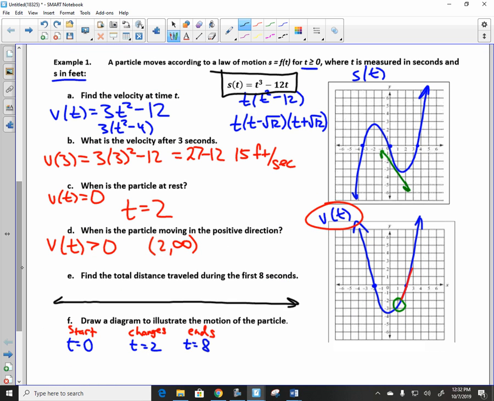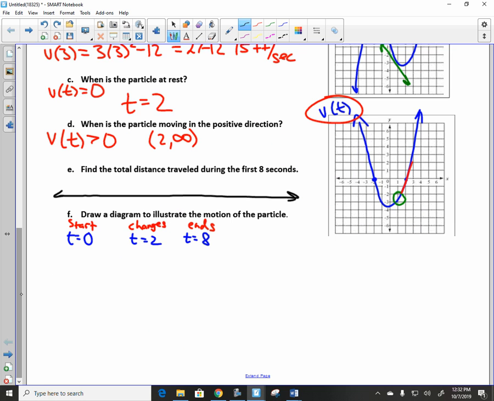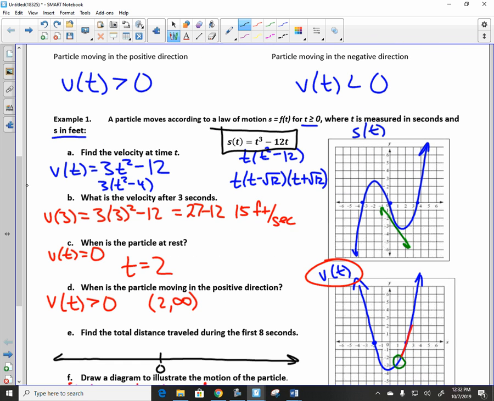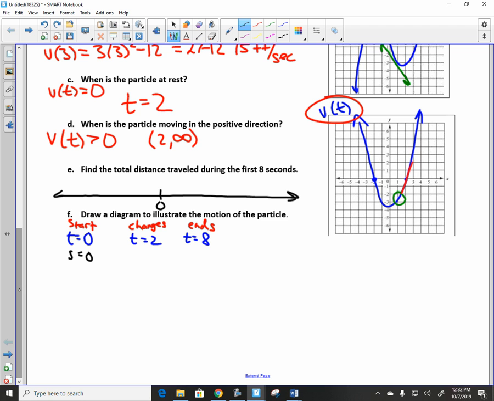So if I were to plug in 0, what would you get? It turns out that it has a position of 0 right at the beginning. How would I figure out where it is at time 2? Plug in 2 to the position function. 2 cubed minus 24. So 8 minus 24, negative 16. So at time 2, s is equal to negative 16.